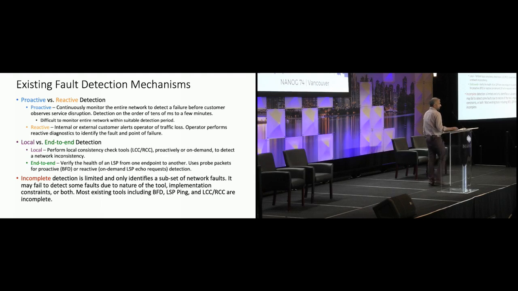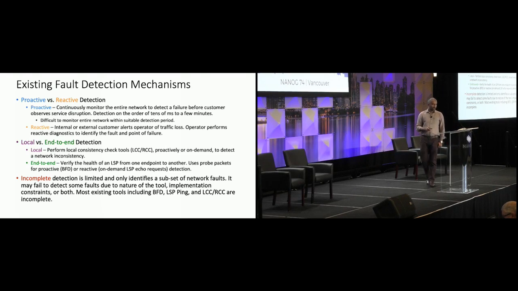But overall, we can say that these tools are incomplete because they only identify a subset of faults. For example, BFD and LSP ping cannot detect path divergence because packets still reach the destination, so they will report everything is OK. And then there are also scalability challenges with it because you have a high number of ECMP paths and combinations. So it just gets into an ECMP explosion. It's nearly impossible to monitor every single path end to end.